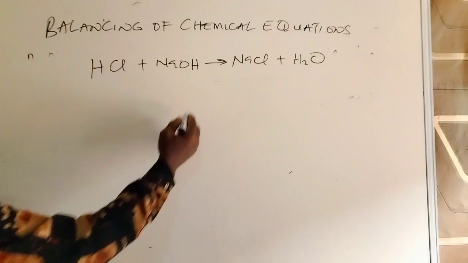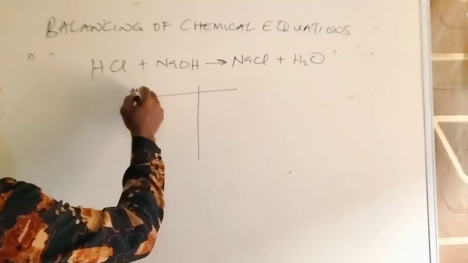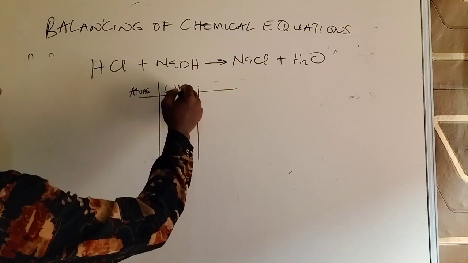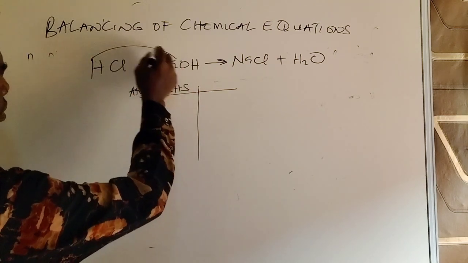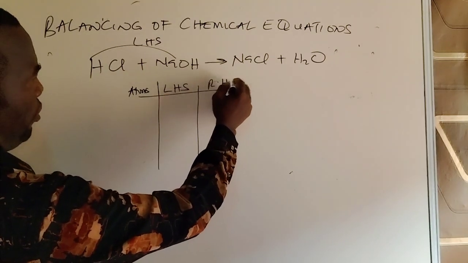All you have to do is to draw a small table. You can write here atoms, right here left-hand side or reactants. This is the left-hand side or reactants. Right this side, right-hand side or products.